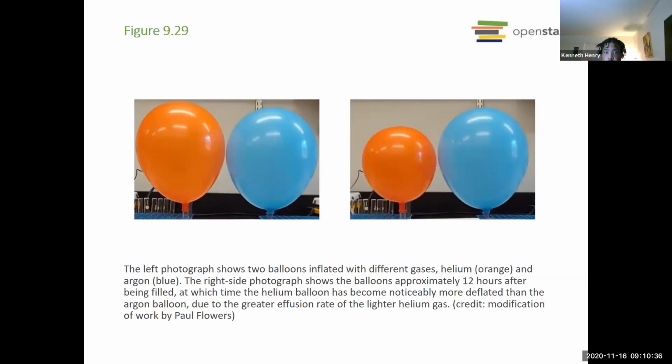Okay, so we have two different balloons here. In the orange, that balloon has helium. In the blue, that balloon has argon. After 12 hours, we notice that the helium balloon is lower than the argon. Why do you think that is?